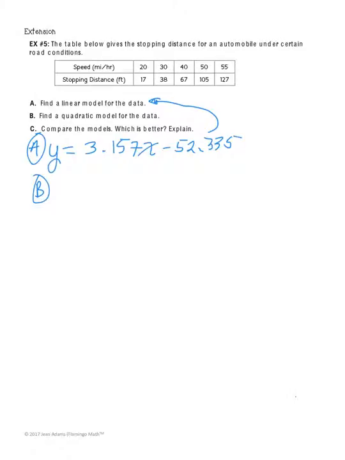Your B is going to be your quad regression. So that would be y equals x squared, and then minus, and then plus.